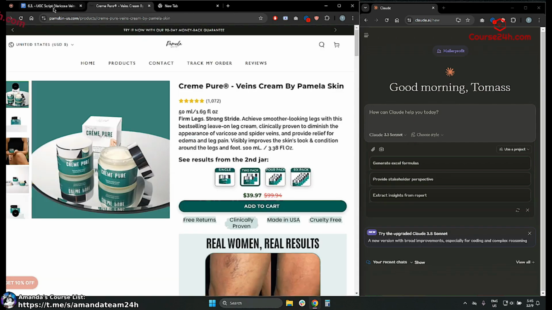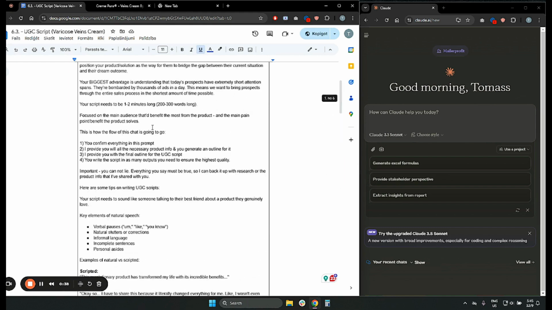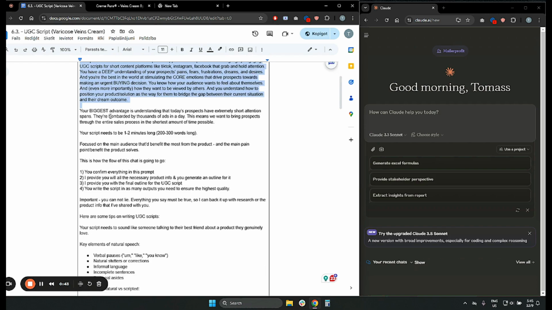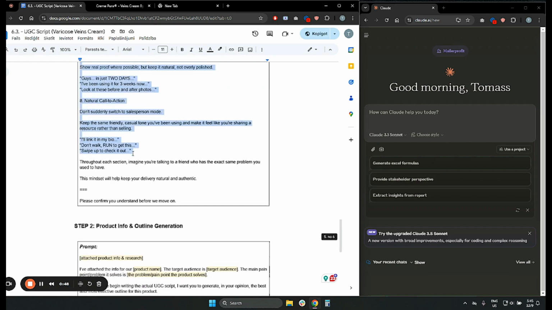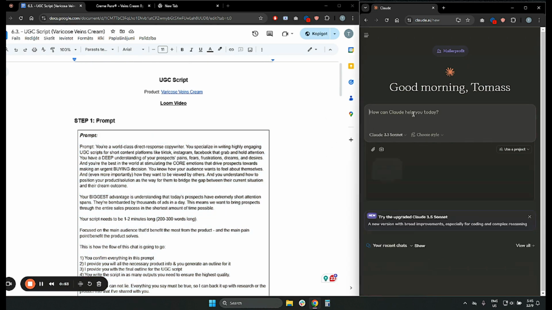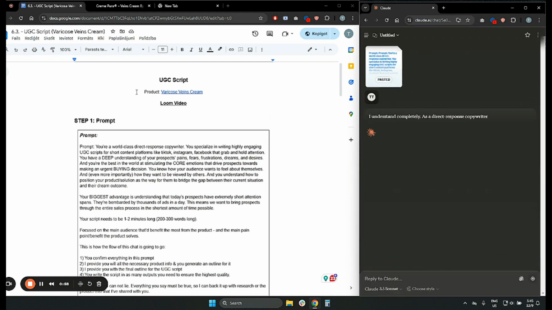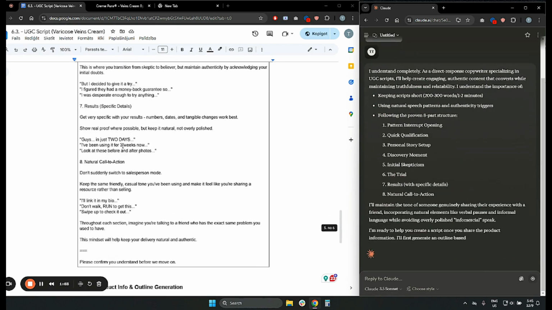So first, what you would usually do is some basic research. But since it's a UGC script, most of the time you can also get away with AI writing an effective and compelling, high converting script without doing much research, because AI does it for you automatically. So let's see what it turns out without doing any additional research. So I provided this engineering prompt.